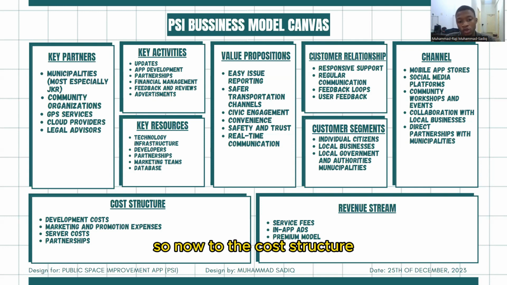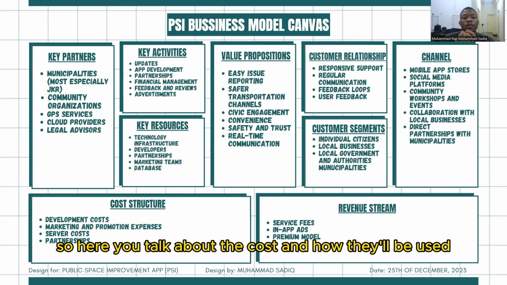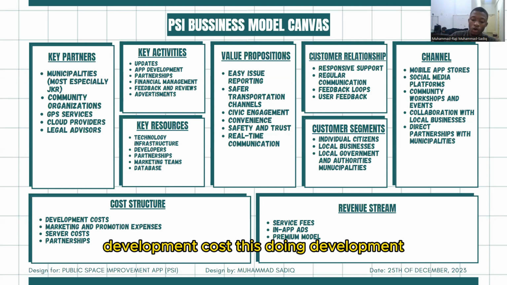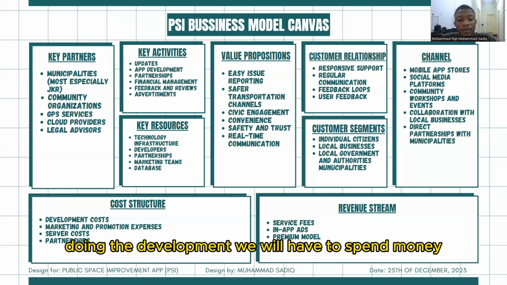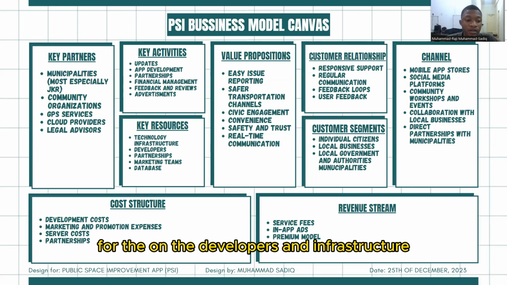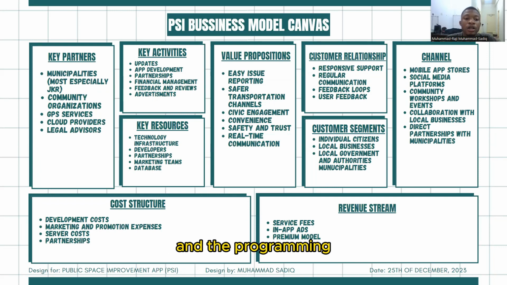So now to the cost structure. So here we talk about the costs and how they'll be used. First one is development costs. Yes, development costs. In doing the development, we will have to spend money on the developers and the infrastructure and programming and everything we will use to build this application.